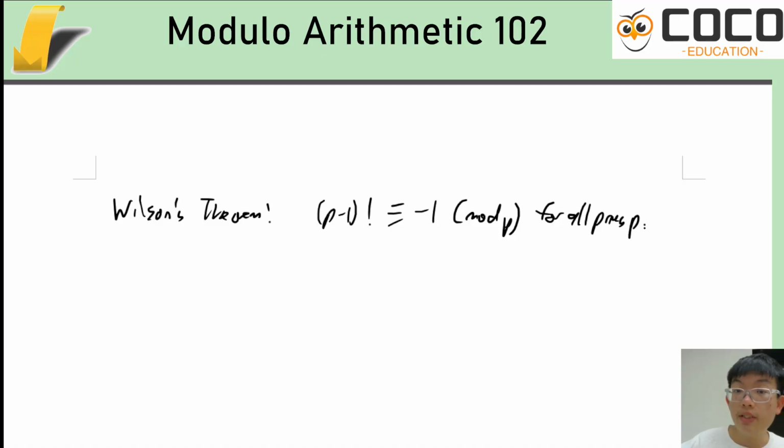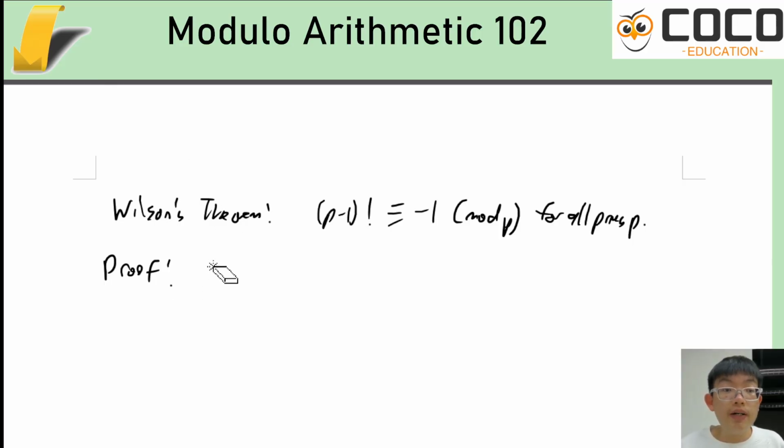How am I supposed to control anything? But Wilson's theorem tells me that if p is prime, this is going to be minus 1. And by the way, of course, if p is not prime, then you will be able to find its factors in here, so it would just be 0. Why is this the case? Because of the inverses that we just mentioned.